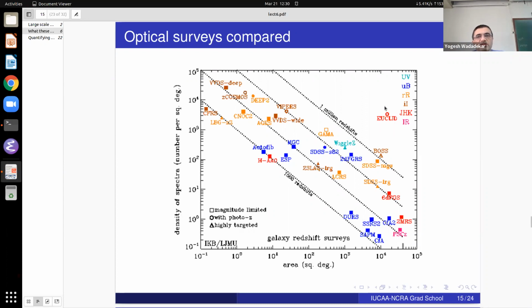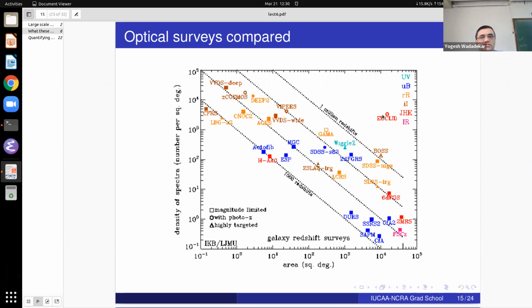The telescope that is going to get us there in the near future is a space telescope called Euclid, which will not get very accurate redshifts because it uses a photometric redshift technique, but it will literally observe spectra. One single telescope will exceed what SDSS has done in 20 years within a few years.